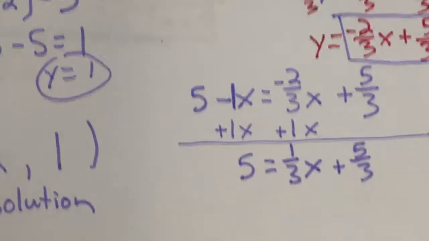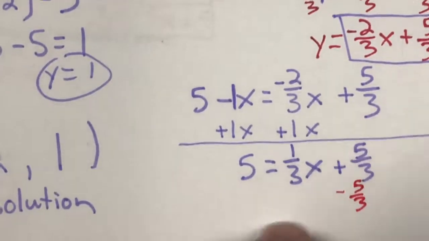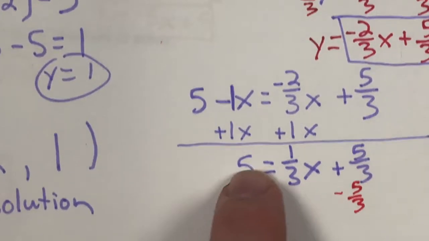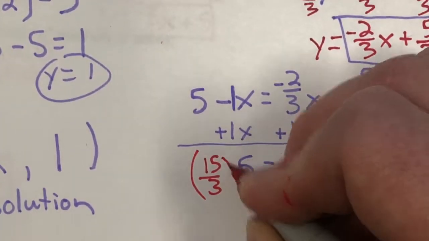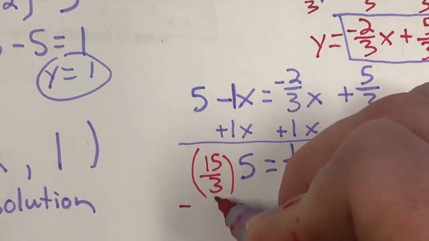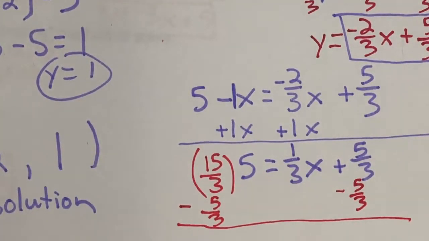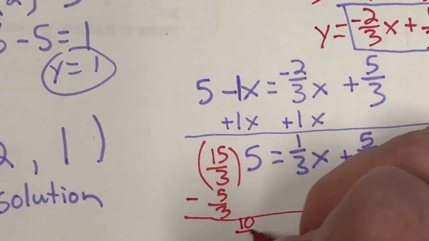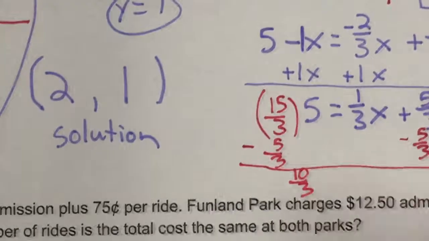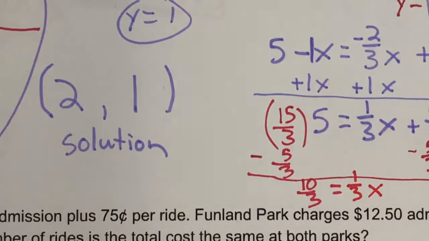I've got to get this over there, so I am going to subtract 5/3. And this is when it's nice to change this maybe into a fraction. Remember that I told you that this was 15/3. So if I subtract 5/3 from 15/3, let's think about how many thirds we're going to have left. 15 minus 5 gives us 10/3. So we have 10/3, and that equals 1/3 x.